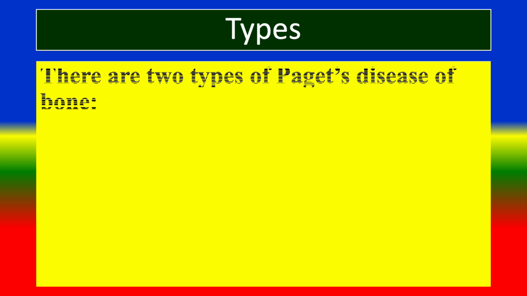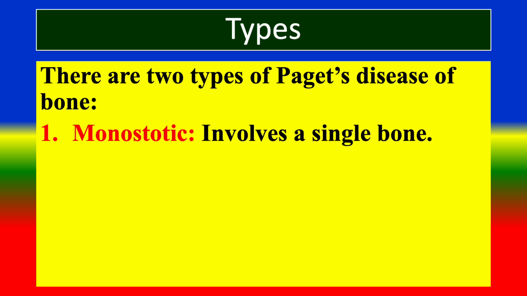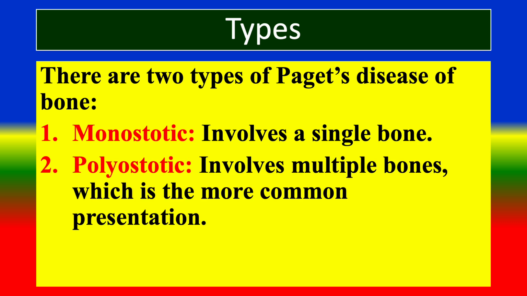Types. There are two types of Paget's disease of bone. One, monostotic, involves a single bone. Two, polyostotic, involves multiple bones. Which is the more common presentation?